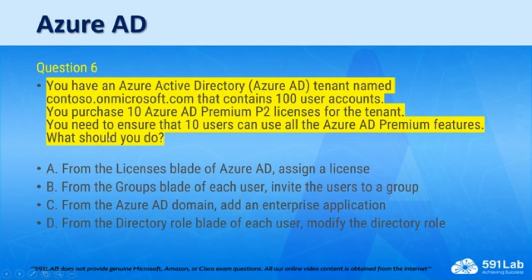The next question is in regards to Azure AD, Azure Active Directory. You have an Azure Active Directory tenant named contoso.onmicrosoft.com that contains 100 user accounts. You purchase 10 Azure AD Premium P2 licenses for the tenant. You need to ensure that 10 users can use all the Azure AD Premium features. What should you do? I'll navigate to the Azure portal and showcase it to you.